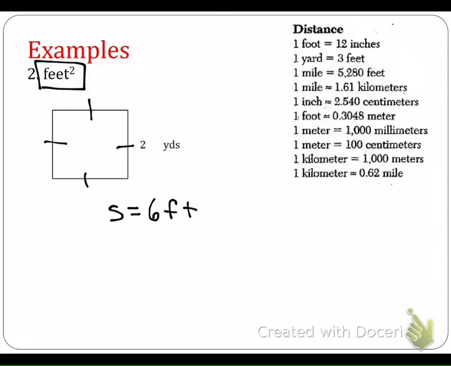If you're unsure, you would use this information right here. 1 yard equals 3 feet. If you want to set up a proportion over here, cross multiply and find your answer, that's fine. Yards, feet, inches, a lot of that stuff you can do in your head just because you're a little more familiar with it. So if you can go right to here, good. Go for it. All right, and how do I find the area of a square?